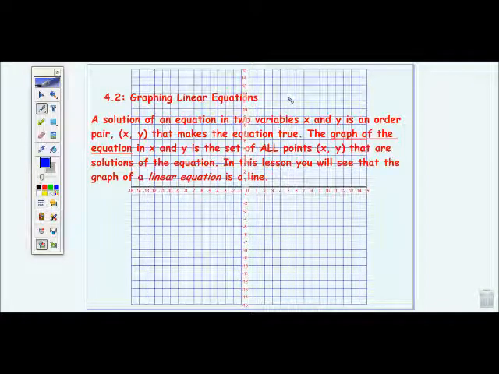In 4.2, we are going to start to graph some linear equations. A solution of an equation in two variables, x and y, is an ordered pair (x, y) that makes the equation true. The graph of the equation in x and y is the set of all points that are solutions of the equation. In this lesson, you will see that the graph of a linear equation is a line.